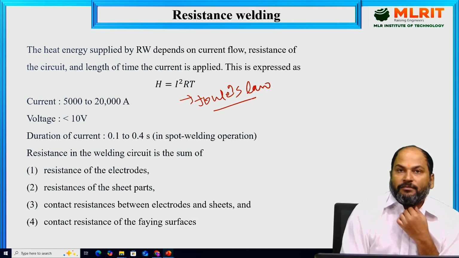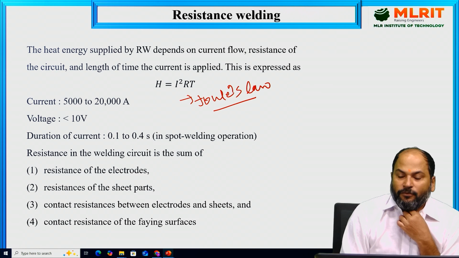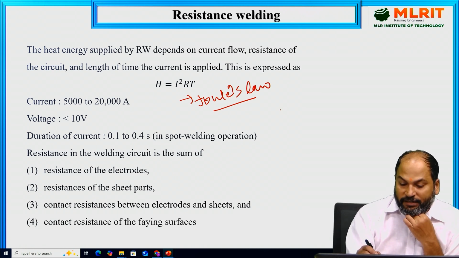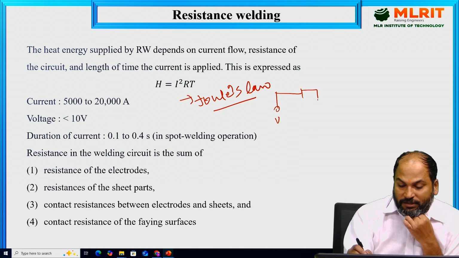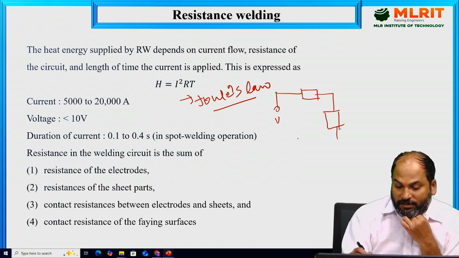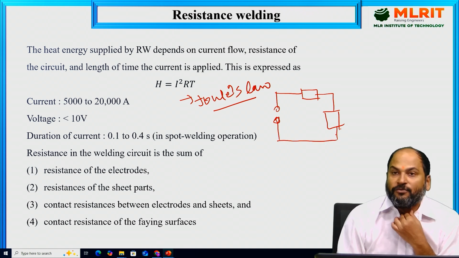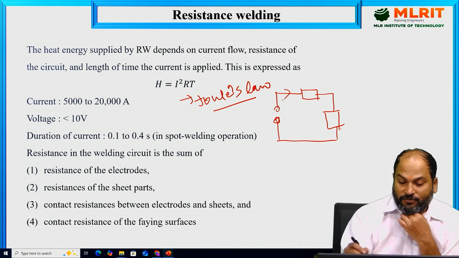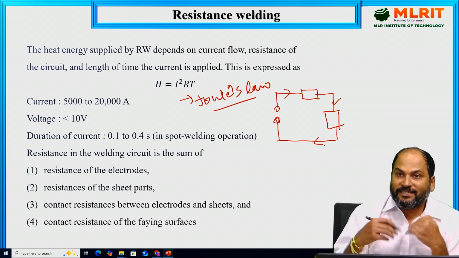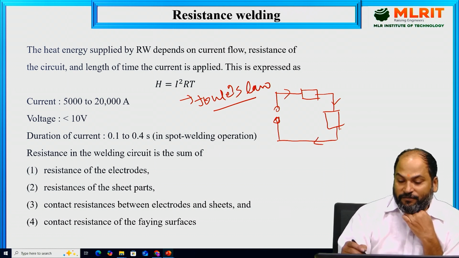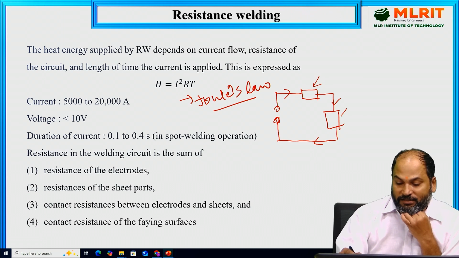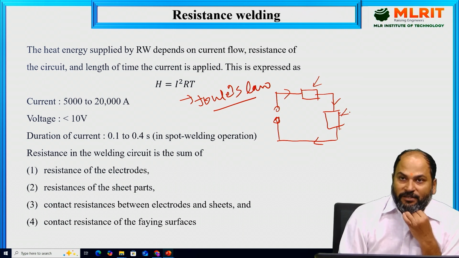What is the meaning of this law? Whenever a current flows through a circuit, suppose this is a circuit, this is the power source, some circuit element is here, and suppose another circuit element is here, and current is flowing through this circuit. What happens is that, because of the resistance provided to the current flow, this element will provide resistance, and this element will provide resistance.